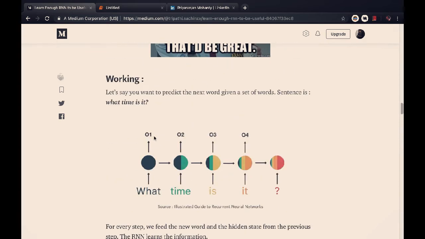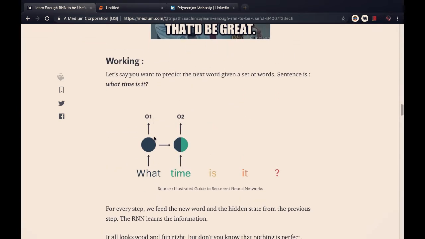Okay, so let's just take a sentence. The sentence is, what time is it? And see how this RNN will be fed, and what our objective is for feeding this sentence. We want to find out the next word, or let's say a question is asked, and then there is something like a chatbot which will answer this question. So this is our objective.